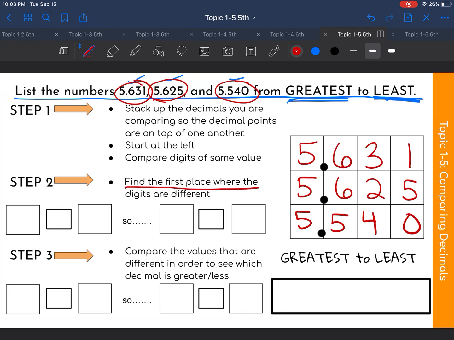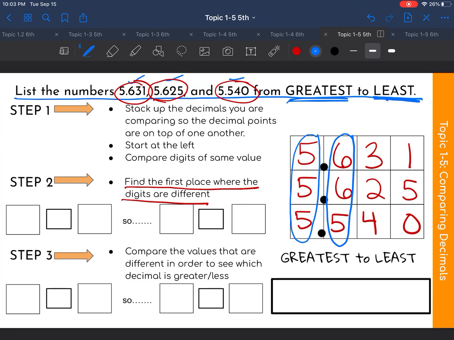And now we're going to start comparing. So find the first place where the digits are different. These 5s are all in the ones place. They're all the same. In the tenths place, we have 6, but then we have 5. So this is the first place value where they're somewhat different.